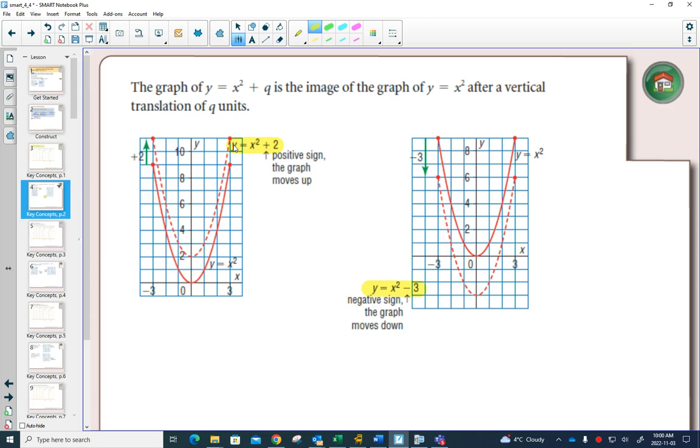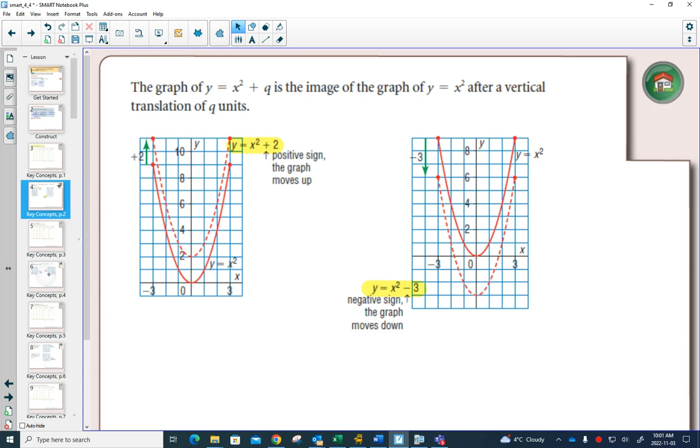So, one of our units in grade 12 pre-calculus deals with this idea that if you add 2 at the end of your graph, it just moves it up 2. If you subtract 3 at the end of your graph, it just moves it down 3. This works with lines too. If you have a line y equals x, and you subtract 3, it moves it down 3.